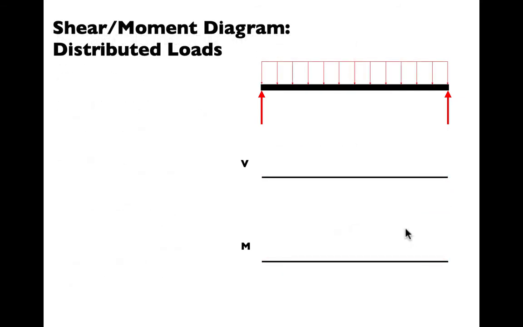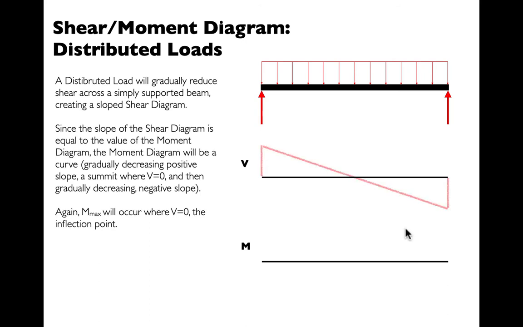When we have a distributed load, we remember that we take the reaction, and then each one of these infinite number of small arrows will push the shear diagram down a little bit. Or you can think about it that by the time you get to midspan, the distributed load will be equal, if it's symmetrically loaded, to one of the reactions. So we go up a reaction, and then we gradually reduce the internal stress needed to balance that reaction until the middle. Again, the value of the shear diagram is equal to the slope of the moment diagram.